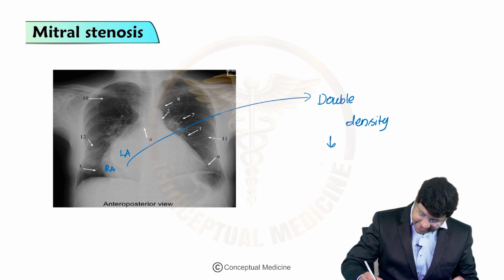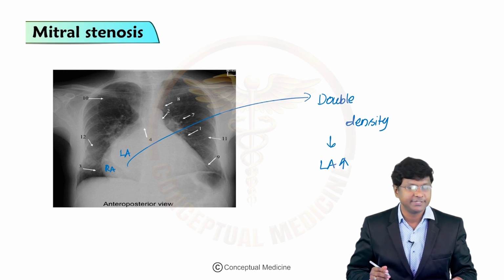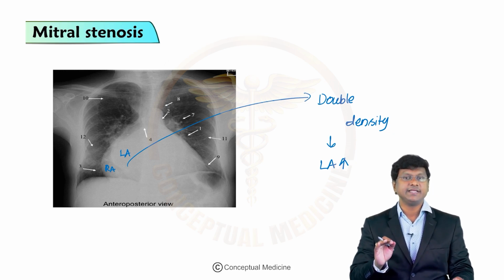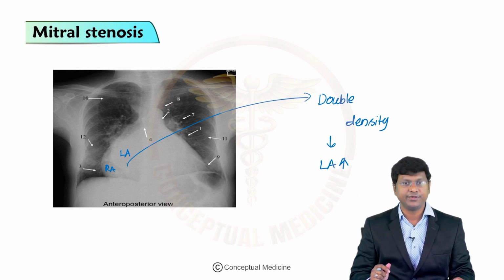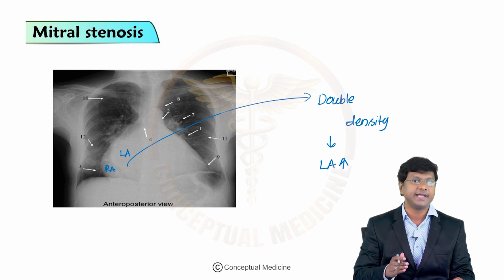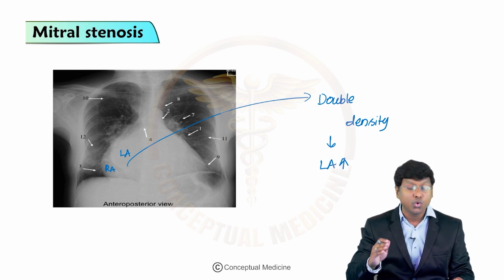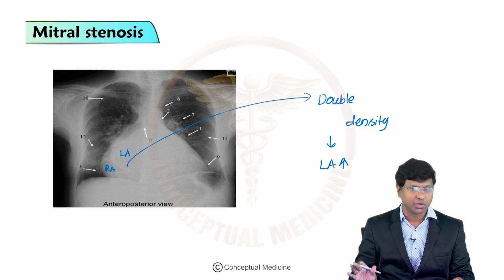And this particular double density sign is again due to left atrial enlargement. This double density sign is seen on the frontal chest radiograph in the presence of left atrial enlargement and occurs when the right side of the left atrium pushes behind the right cardiac shadow, indenting the lung and forming its own distinct silhouette.